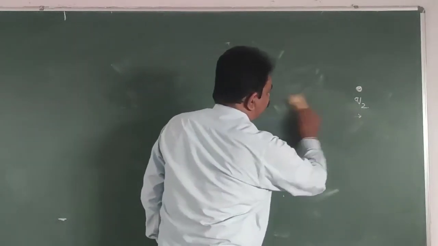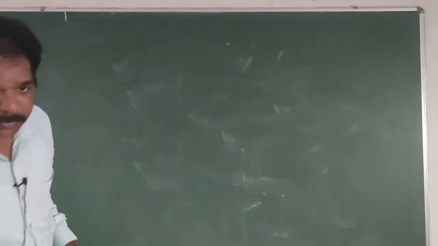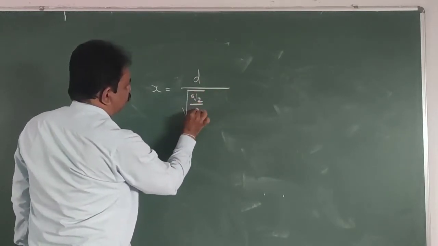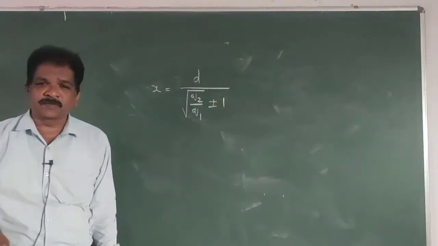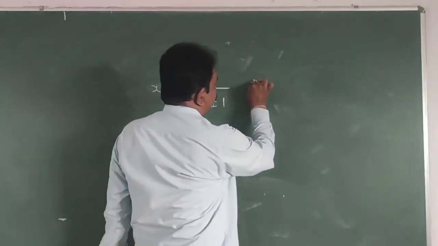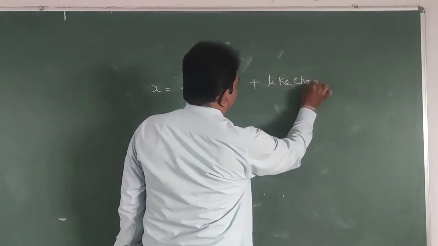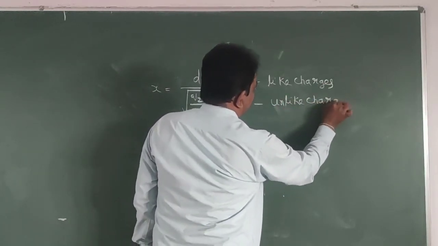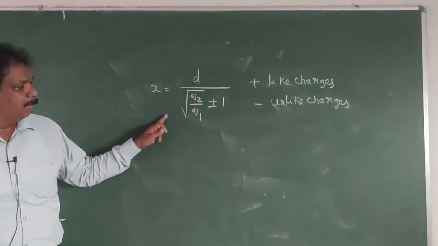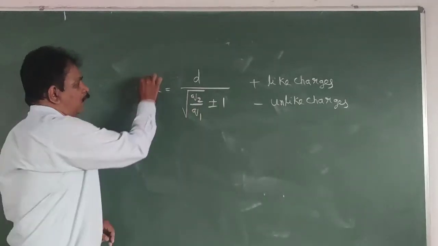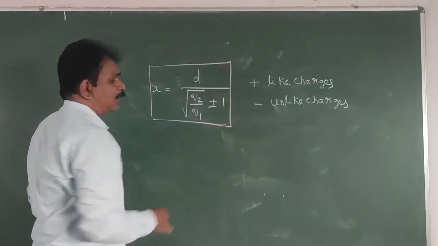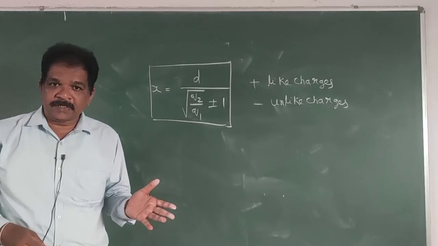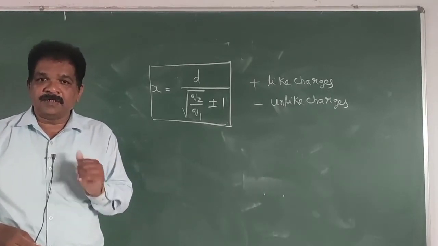By combining these two, we will write one single formula for the neutral points. x is equal to root d by root Q2 by Q1 plus or minus 1. Plus we will use for like charges, minus we will use for unlike charges. This is the formula to find the distance of the neutral point from Q1. What is the condition to be satisfied? Q1 value will be less than Q2.